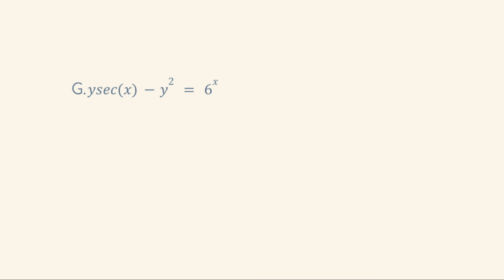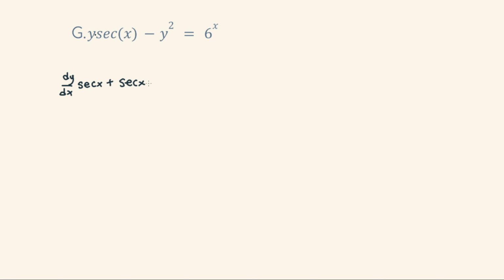All right, so on to G then. This one, you've got to be a little careful. We've got a product rule here. The derivative of this first function is just dy over dx, and we multiply it by secant x. And we add the derivative of secant x, which is sec x tan x, multiplied by that first function, y. And then we subtract the derivative of y squared, that's going to be 2y dy over dx.